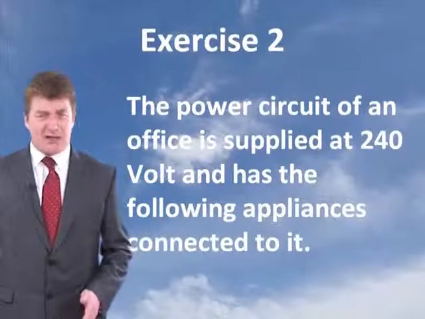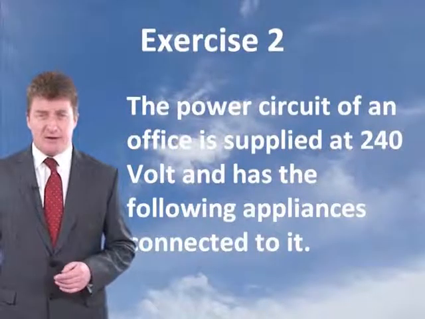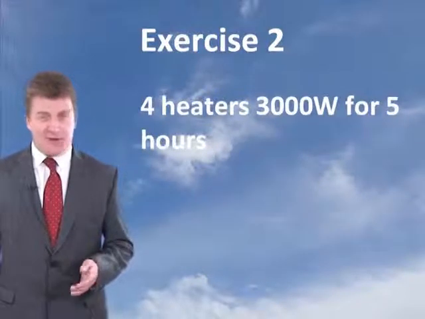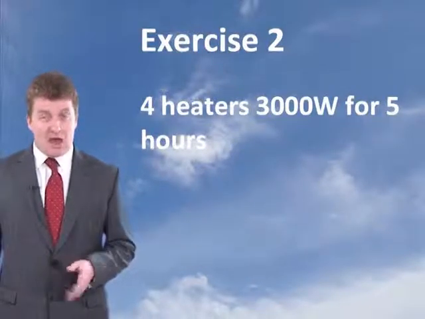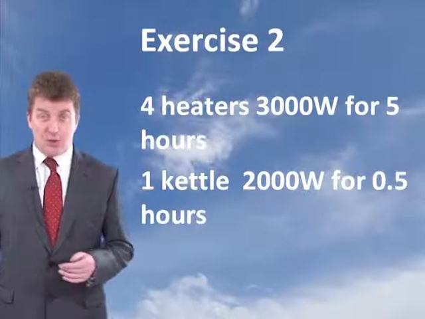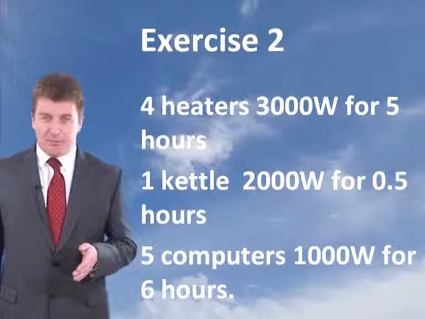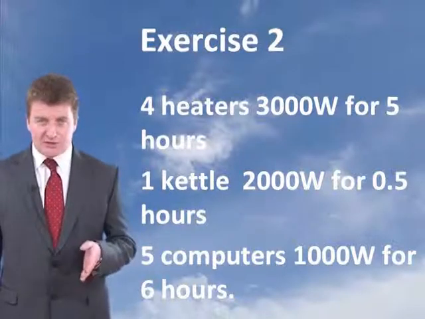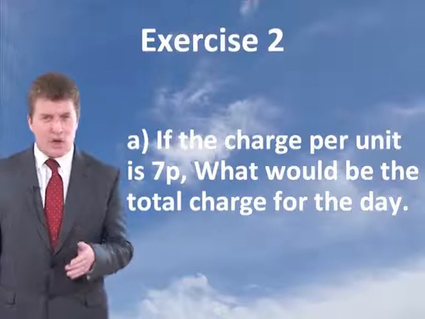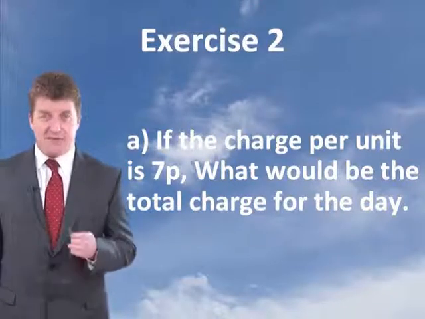Now the power circuit of an office is supplied at 240 volts and has the following appliances connected to it. It's got 4 heaters rated at 3000 watts, on for 5 hours. It's got 1 kettle at 2000 watts for 0.5 hours, and it's got 5 computers at 1000 watts for 6 hours. If the charge per unit is 7 pence, what would be the total charge for the day?